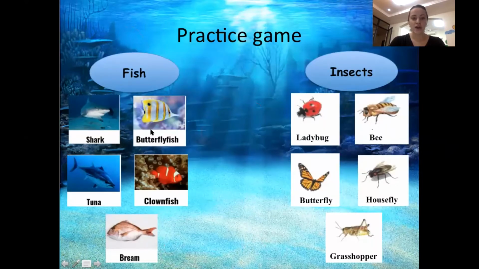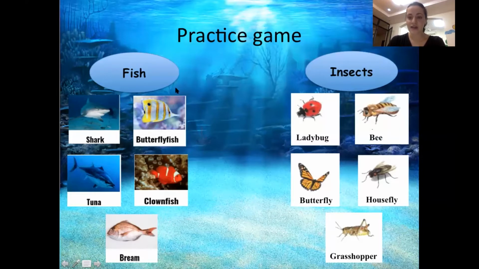All right, who can read the names of these fish? John, could you read the fish? Yes. Good, go ahead. Shark, butterfly fish, clownfish. That one says tuna. Tuna fish. And bream. Bream. Yeah, just like stream. Bream. Very good. Thank you, John.